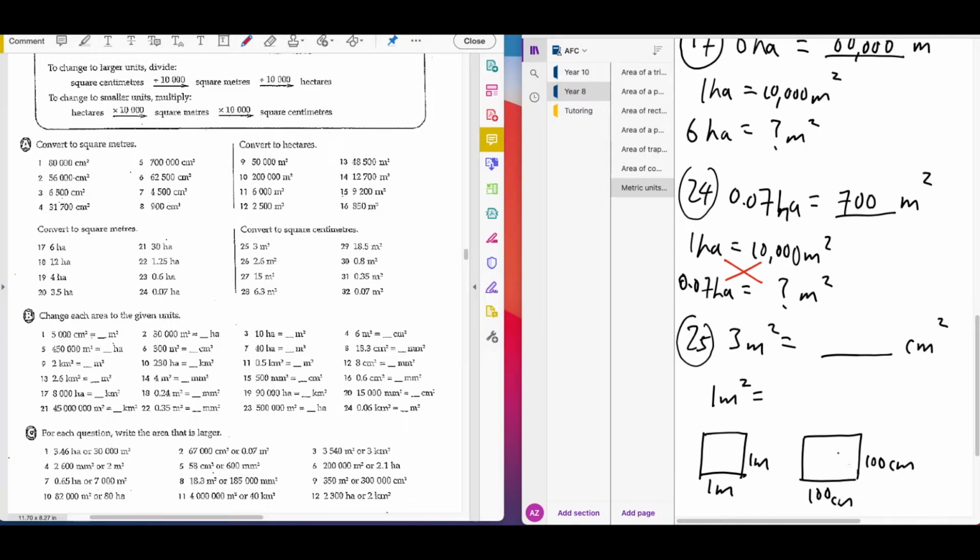So these two squares are equivalent. So 1 meter squared is equal to how many centimeters squared? What's 100 times 100? That should be 10,000. If 1 meter squared is equal to 10,000 centimeters squared, then how many centimeters squared is 3 square meters? You just times it by 10,000, right? So there should be 30,000 square centimeters. Okay, so that's how I'll do this question.